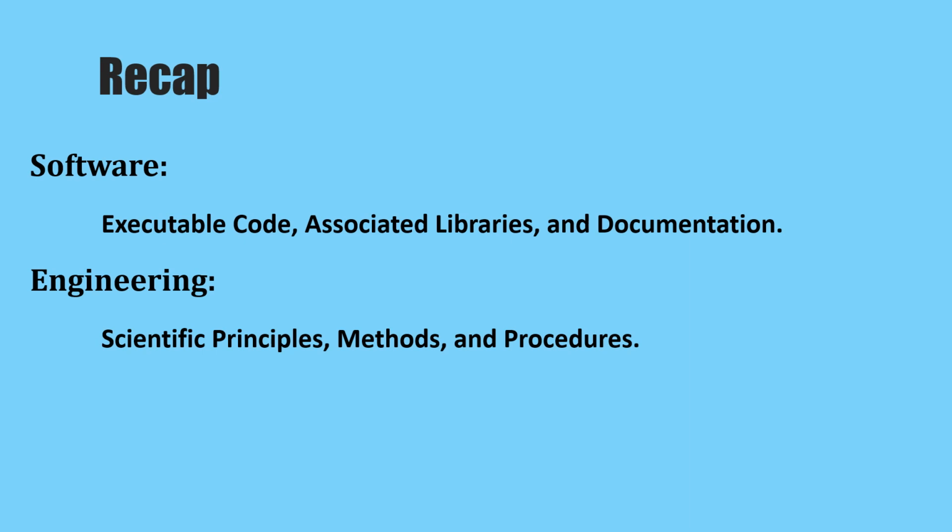Engineering, on the other hand, is all about developing products using well-defined scientific principles and methods. So we can define software engineering as an engineering branch associated with the development of software products using well-defined scientific principles, methods, and procedures. The outcome of software engineering is an efficient and reliable software product.